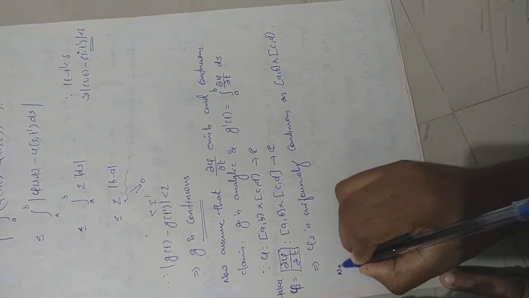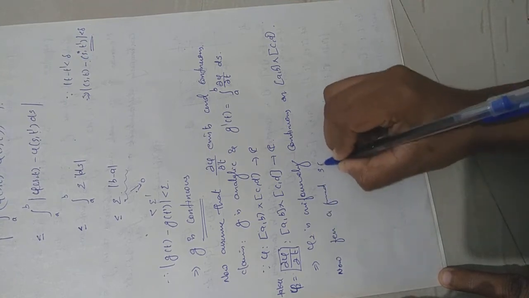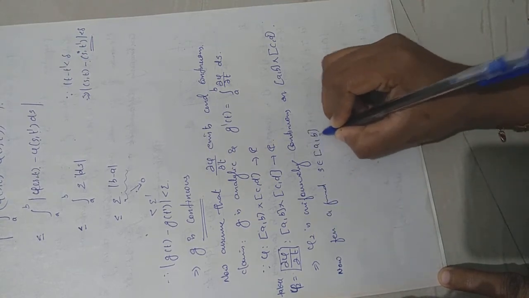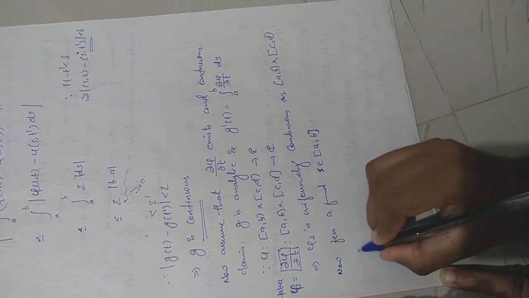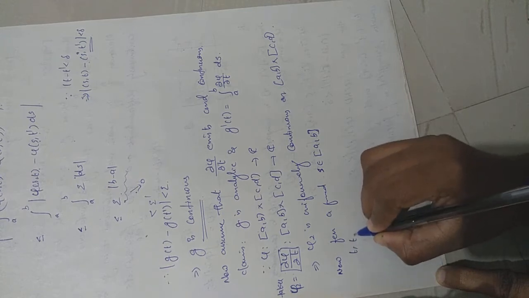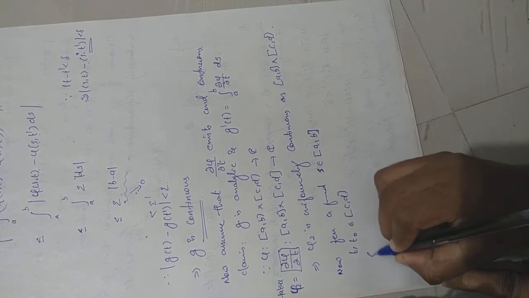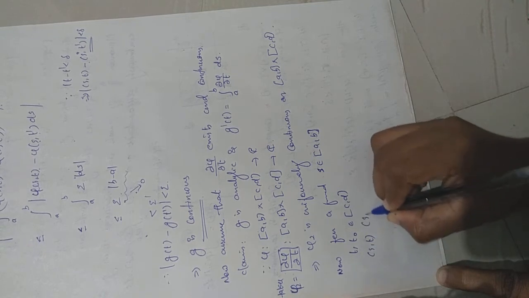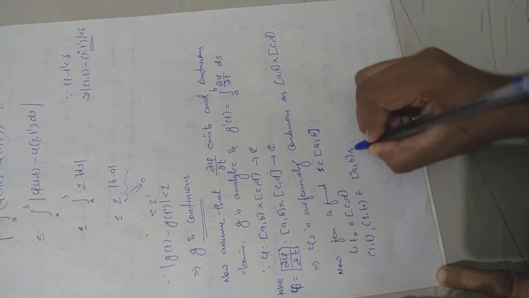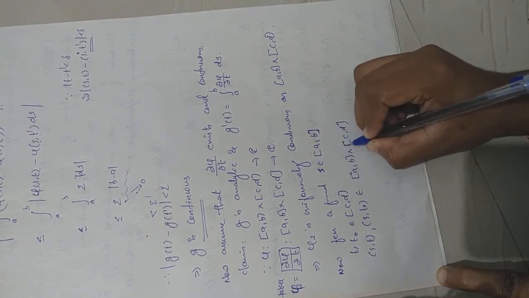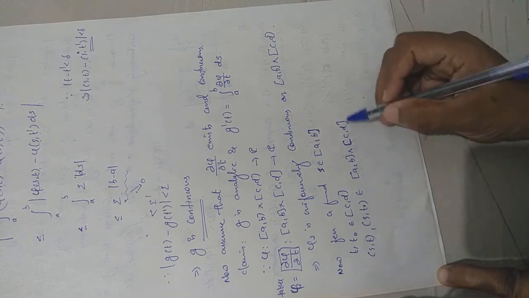Now for a fixed s in closed interval AB. So we take an element s in closed interval AB, which is a fixed element. Then consider two elements t, t naught in closed interval CD. Therefore, the pairs (s,t) and (s,t naught) belong to closed interval AB cross closed interval CD. This is the first set's elements, this is the second set's elements. Therefore, these pairs are in the cross product.